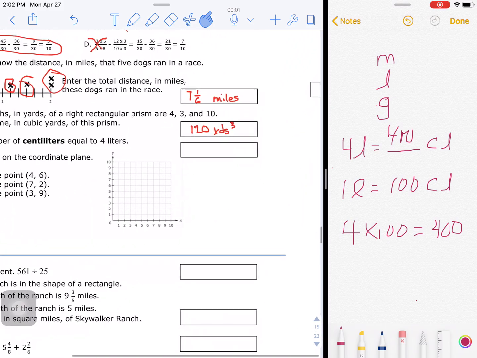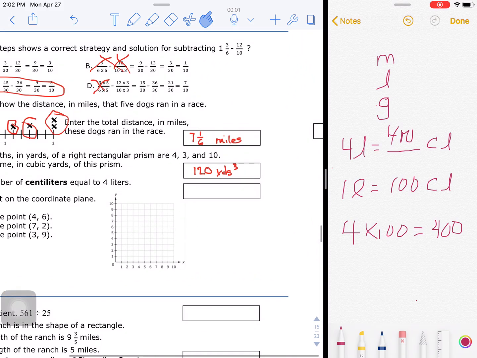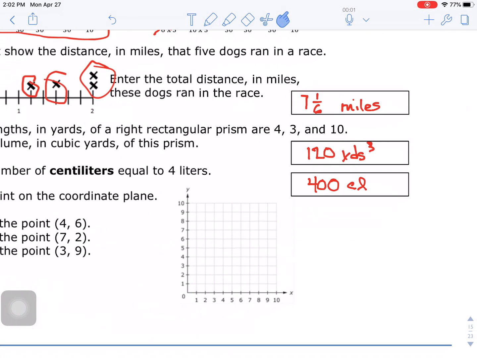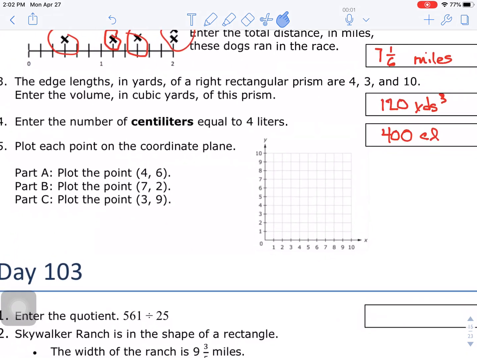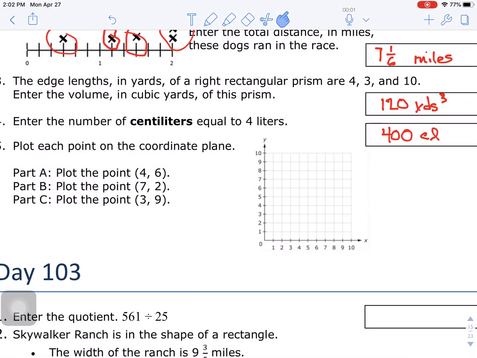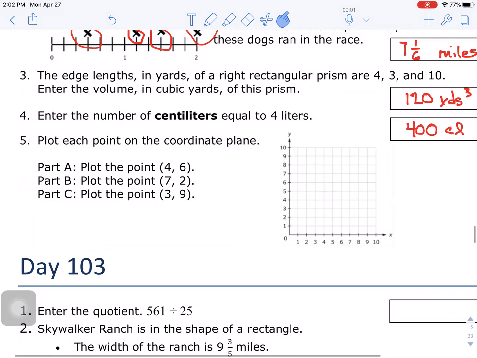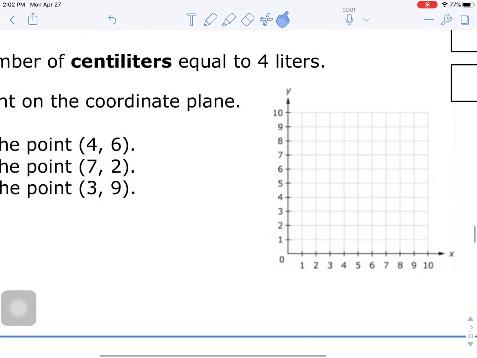So we'll record it over here. If I can get this working right. 400 centiliters. Okie doke. Now I'm going to get rid of my scratch pad there. And for this one, I'm going to do some graphing. And remember that we start at the origin. So it says plot each point on the coordinate plane. I'm going to enlarge this a little bit. I'm just having all sorts of issues with sticky fingers today, I guess.